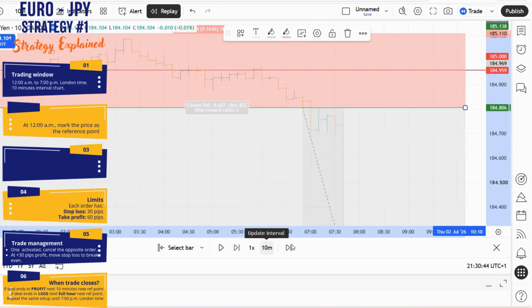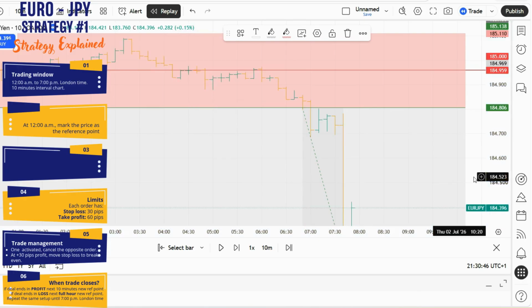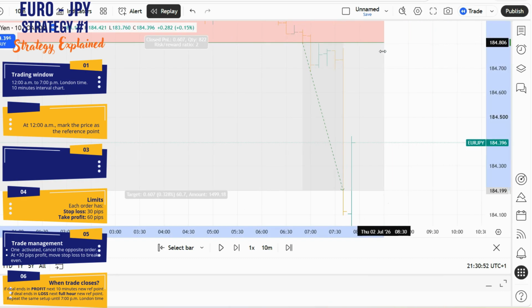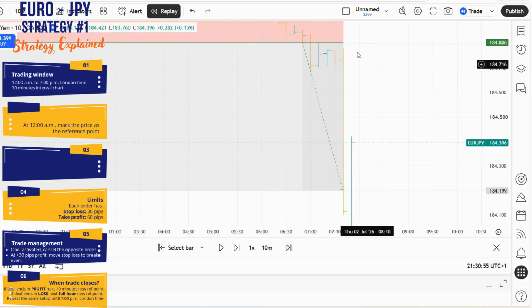At approximately 7 a.m., strong bearish momentum begins to develop. The price moves decisively lower and activates the sell order positioned below the reference point. As soon as the short position becomes active, the unused buy order is removed. The bearish momentum continues after the entry.